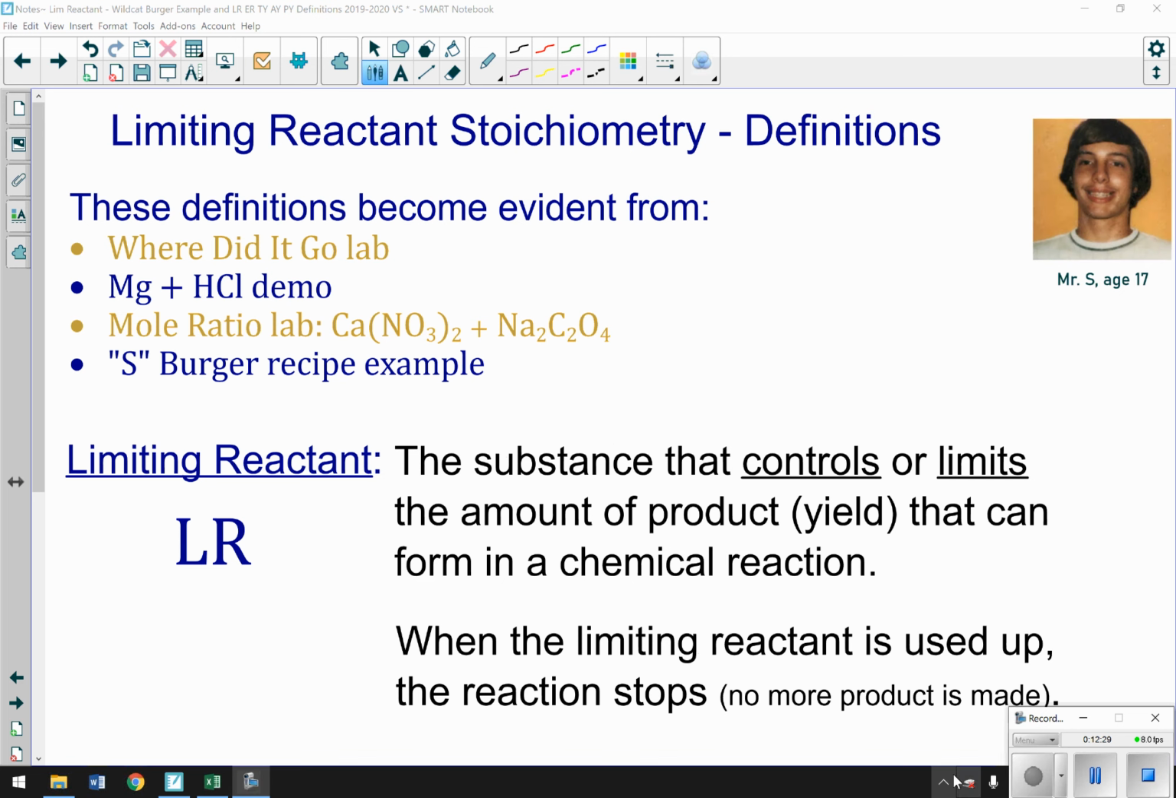All right, guys. So when we look at our Where Did It Go lab, Mr. McGinnis's magnesium and hydrochloric acid demo, Mr. Wolf's mole ratio lab, and finally this burger recipe example, there were some terms that we talked about: limiting reactant, theoretical yield, actual yield. And so what I'd like to do is give you a chance to write these definitions out in your notes. We'll do that by video. I'll read them out to you, but then you can always pause the video and write out these definitions in your notes.